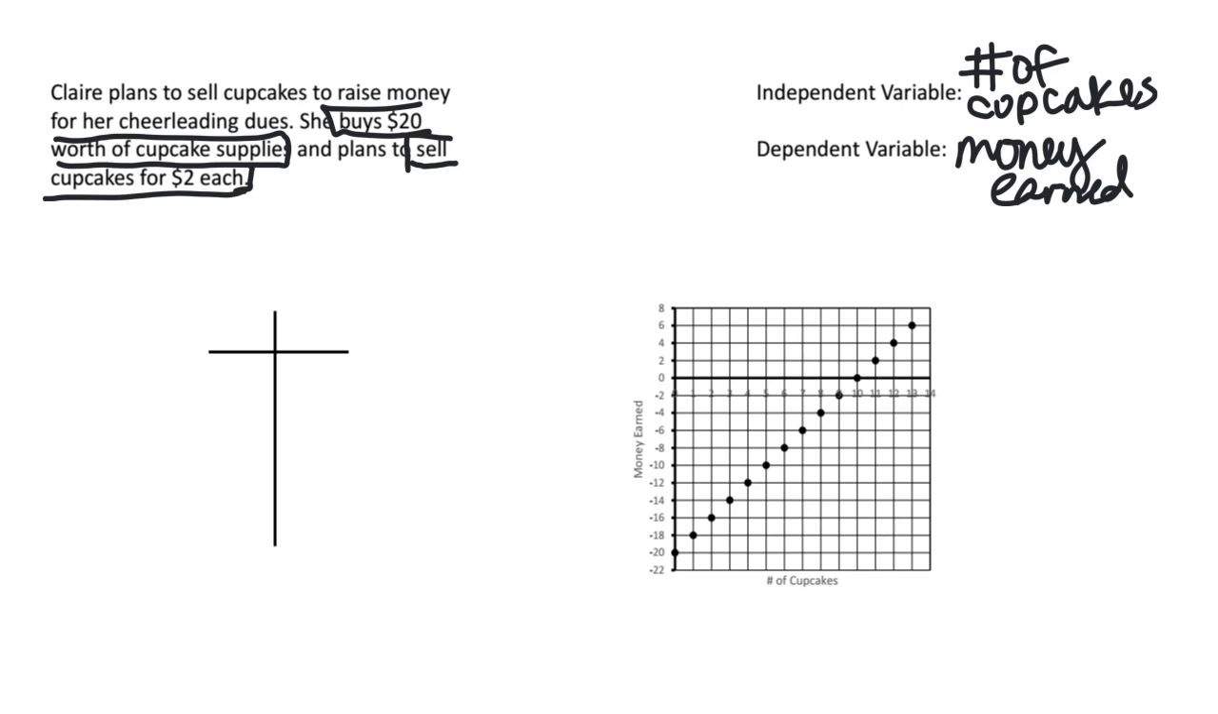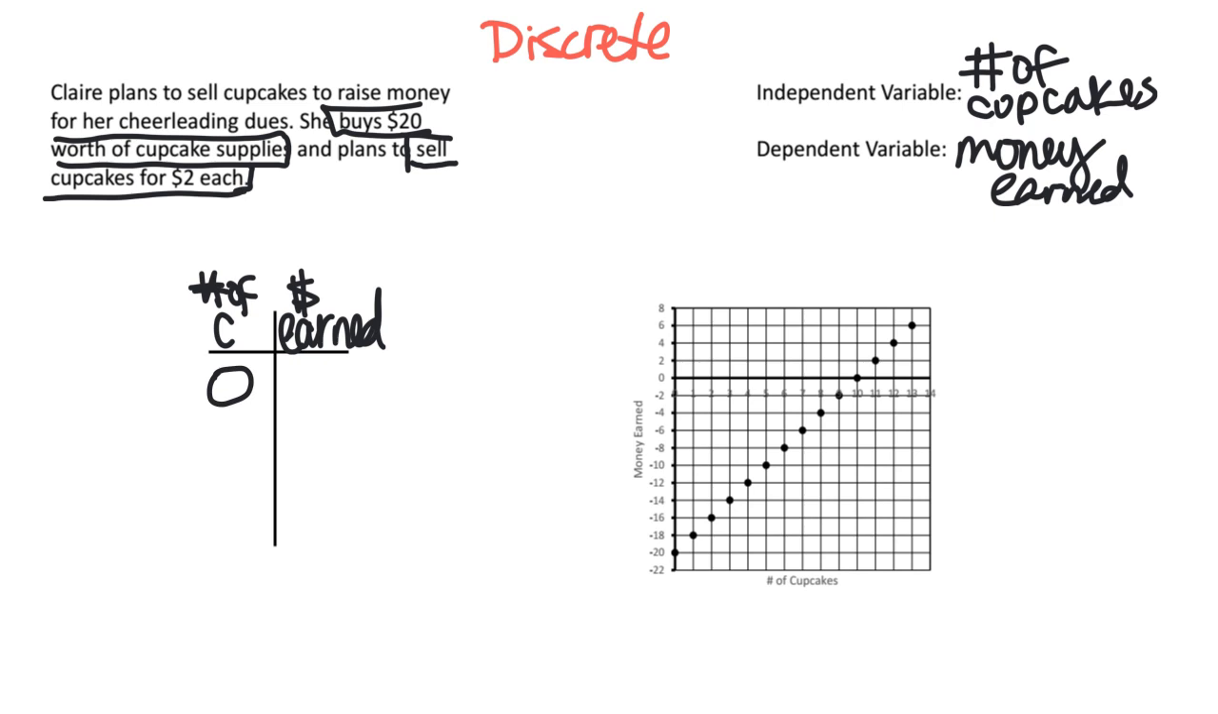So because we are selling cupcakes, we don't really want to sell a cupcake as a half. We definitely want to sell all of our cupcakes as whole. So because we are going to be selling a whole cupcake, our data is going to be discrete. So let's go ahead and set up our table. So if Claire does not sell any cupcakes, so that would be 0 cupcakes, we know that she at least spent $20 on supplies. So that means she is negative $20.